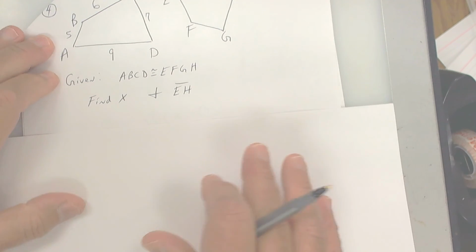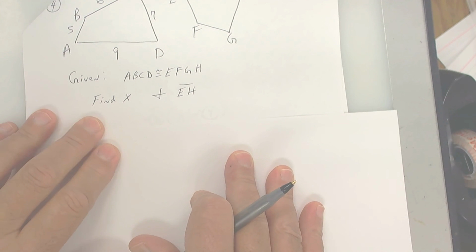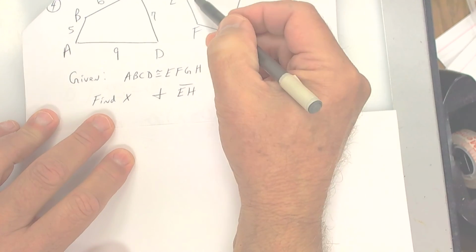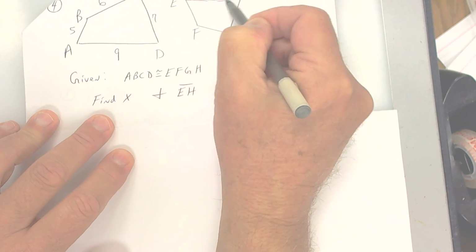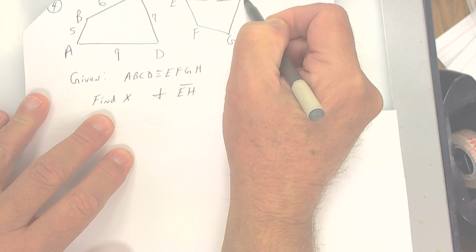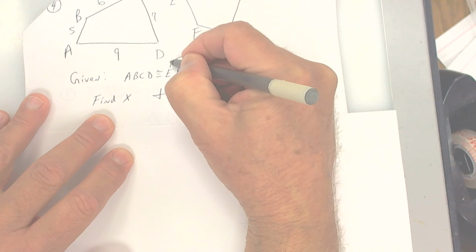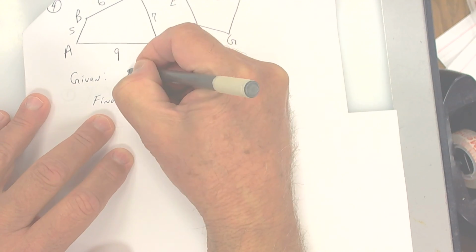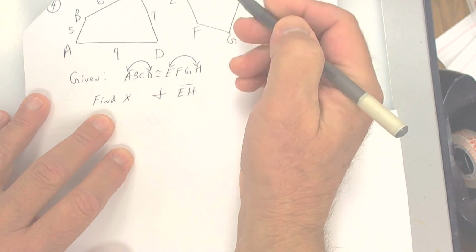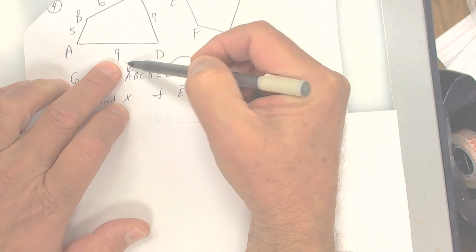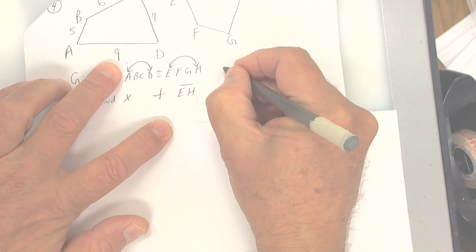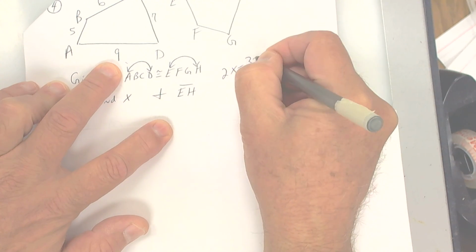All right, last one, and then I'm going to get you started. Look up here. Okay. Well, look at this side. This is EH, and they want us to find x. So EH is the first and the last. So the first and the last matches AD. So you want to match it with AD. AD is 9. So you're going to say 2x minus 3 is equal to 9.